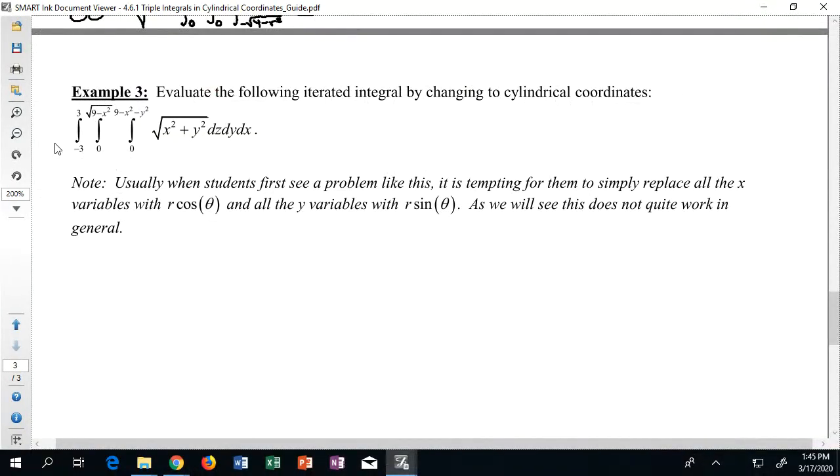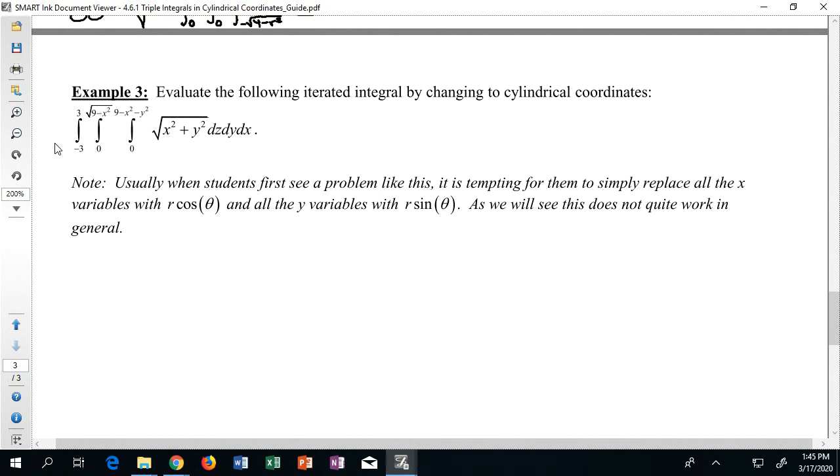All right, here in example 3, we have an interesting question. We want to evaluate the following iterated integral, which is already set up, but we would like to change it to cylindrical coordinates, because maybe right now we're looking at those bounds and that function and we're going, gosh, that looks annoying. Maybe we could change this to be something with cylindrical coordinates.